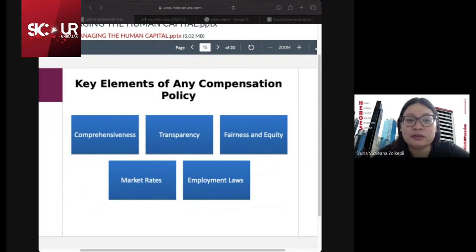So the first one, it should be comprehensive. Comprehensive means that it should cover every aspect of the compensation policy, so that it will be fair. It should involve the monetary and non-monetary benefit received by different types of employee. You should be able to identify, differentiate and then treat it accordingly. Okay, comprehensiveness. And then transparency.